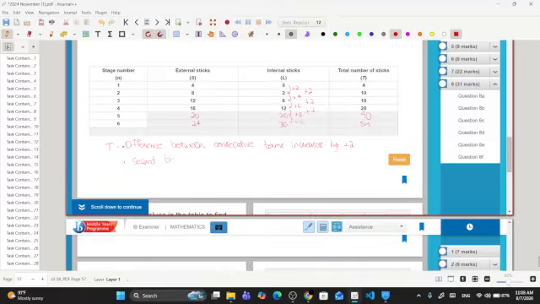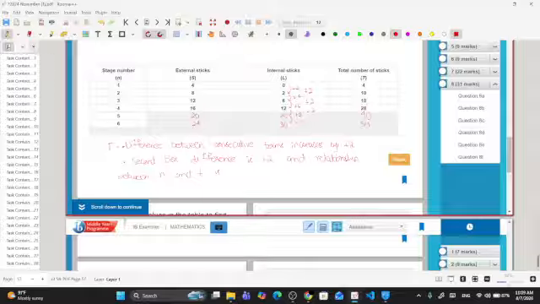Second tier difference is positive 2. And the relationship between n and t is quadratic. Right? That makes sense, I hope. You can write this down.